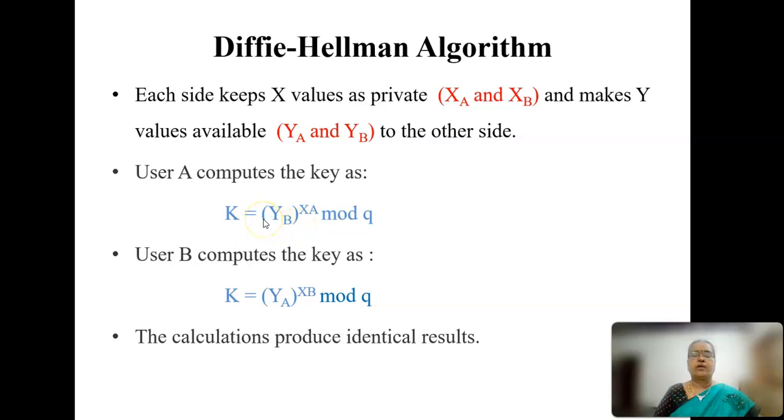Now user A computes the key value as K equals YB, the value received from B, raised to the power of XA, where XA is the secret key of A, mod Q. Similarly, B also computes the key value K, which is equal to YA, the value received from A, raised to the power of his own secret key XB mod Q.